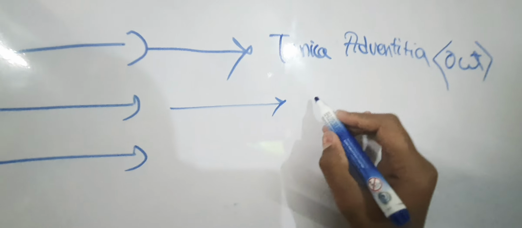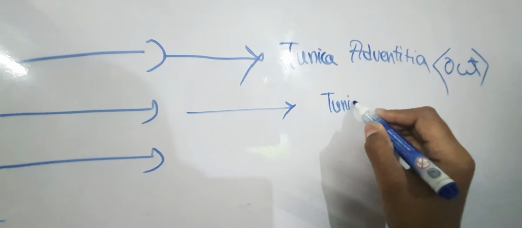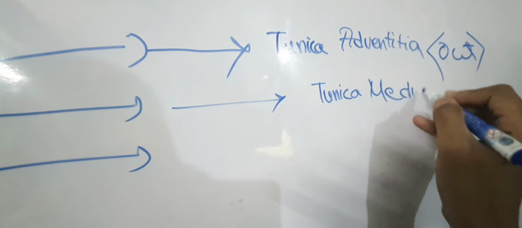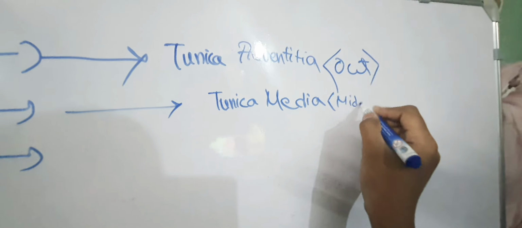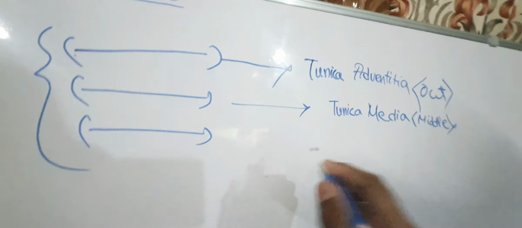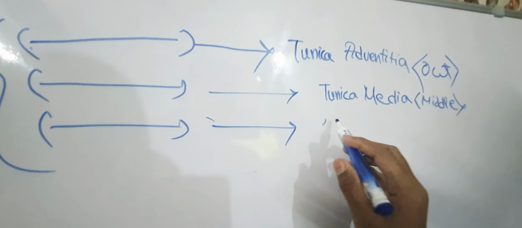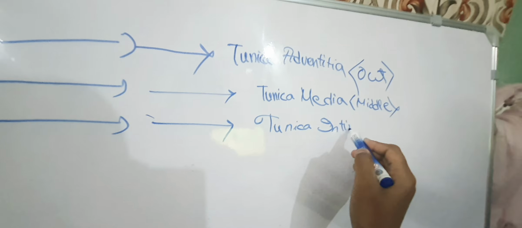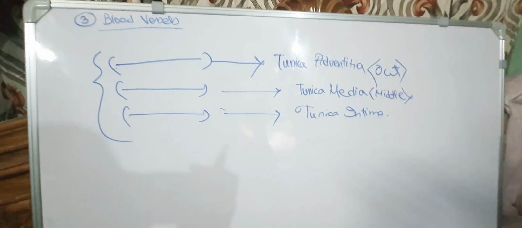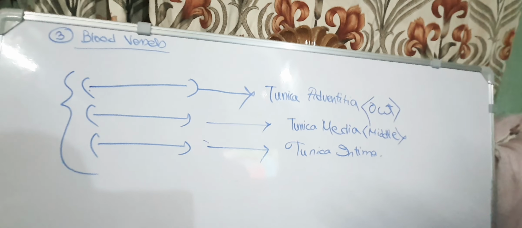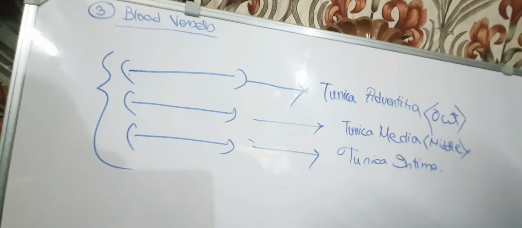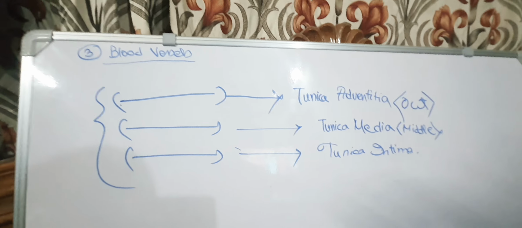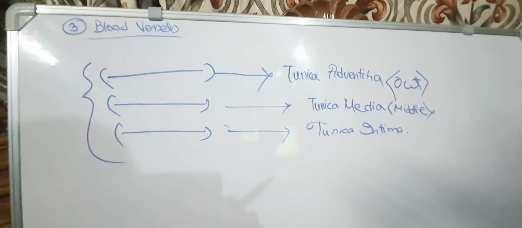The middle one is tunica media. What is it? Tunica media. It is the middle layer, and the innermost layer is called tunica intima. All right, take a note. The outermost layer is called tunica adventitia, the middle one is called tunica media, the innermost layer of the blood vessel is called tunica intima. Take a note. So now let me explain to you pulmonary circulation.